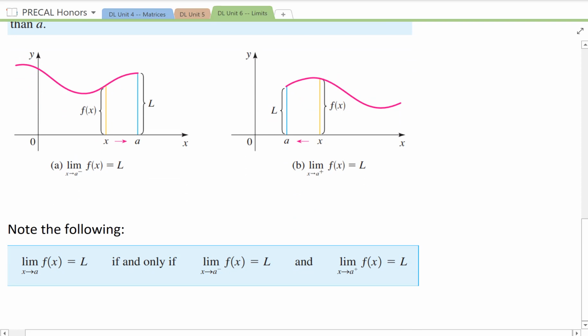The limit of f of x as x approaches a is L if and only if the left-hand limit is L and the right-hand limit is L. You only get a function where the limit does exist if the left-hand limit and the right-hand limit are the same.